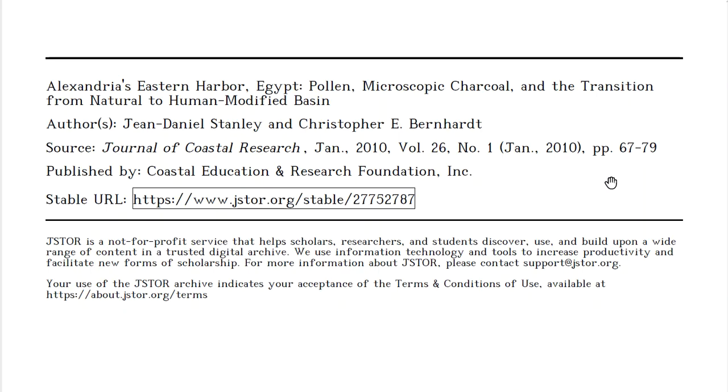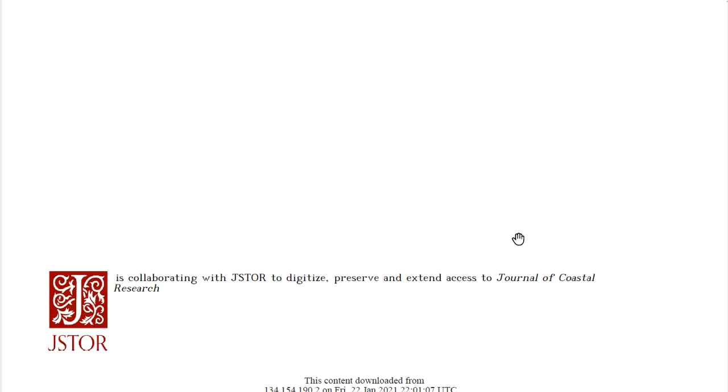So this is the article I'm having you read. Alexandria's Eastern Harbor, Egypt: pollen, microscopic charcoal, and a transition from natural to human modified basin. It's by Stanley and Bernhardt. And then here's all the bibliographic information: the name of the journal, the year, the volume, and then the specific page numbers.